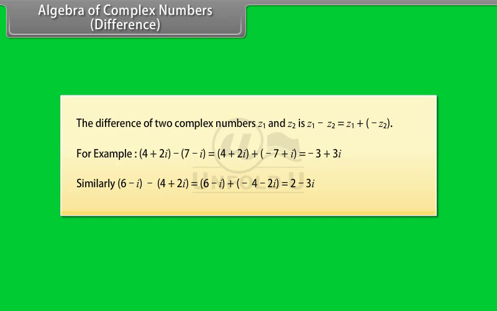Similarly, 6 minus iota minus 4 plus 2 iota is equal to 6 minus iota plus minus 4 minus 2 iota is equal to 2 minus 3 iota.